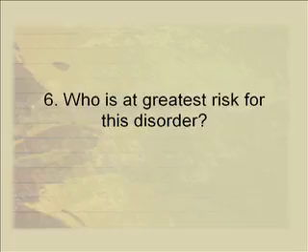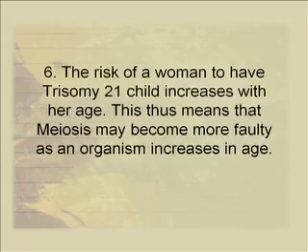Now, for the last question. Who is at greatest risk for this disorder? The risk of a woman to have a child with trisomy 21 increases with her age. This therefore means that meiosis may become more faulty as an organism increases in age.